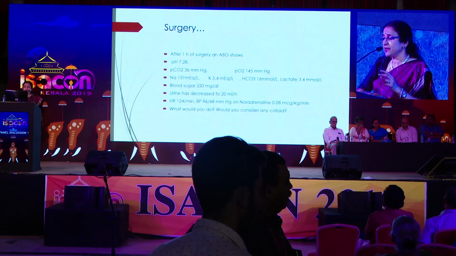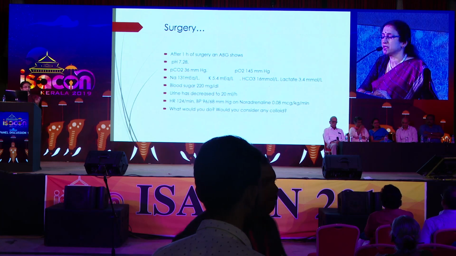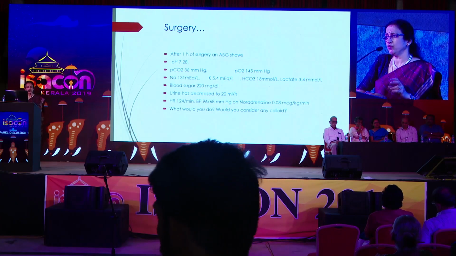Now, from the time you have started, the catheter has recorded 20 ml of urine, and it's about 1 hour into surgery. His heart rate has increased to 124, BP has dropped to 96 by 68. You have put a CVP line and you have started noradrenaline at 0.08 mics per kg per minute. So does it change your perspective on fluid management? What would you do now?